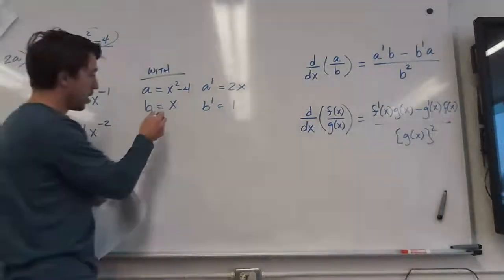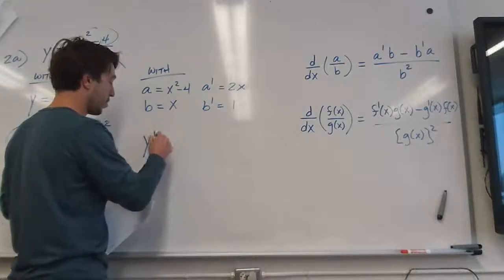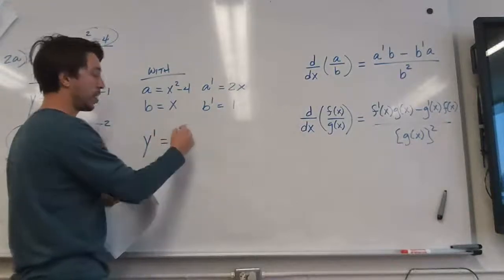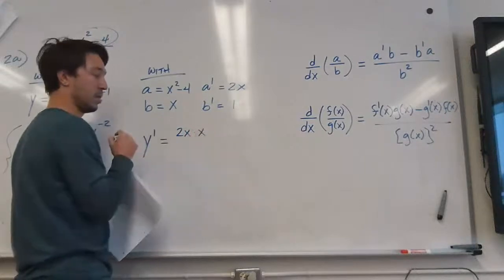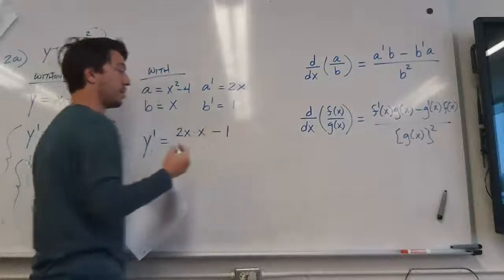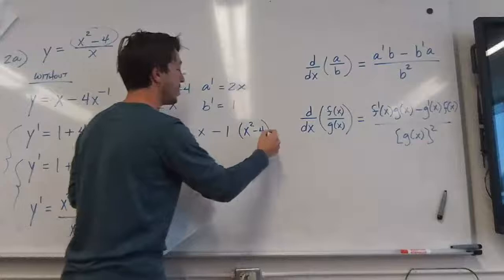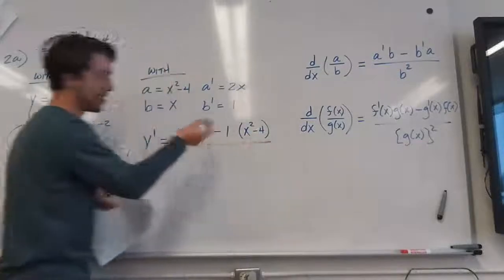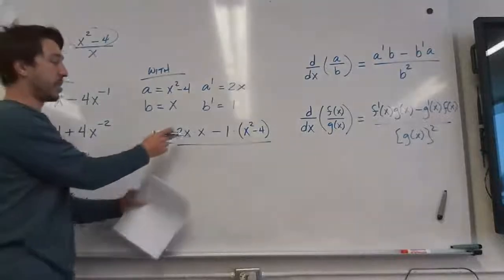Okay, so let's take the derivative. Quotient rule says A prime times B minus B prime times A. Be very careful. It's very easy to mess these up. Very easy to like drop a negative or something. You guys see that? See what I'm talking about?